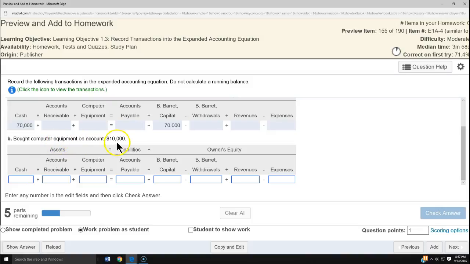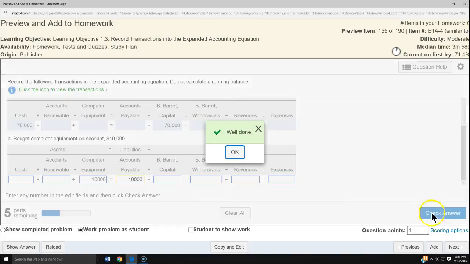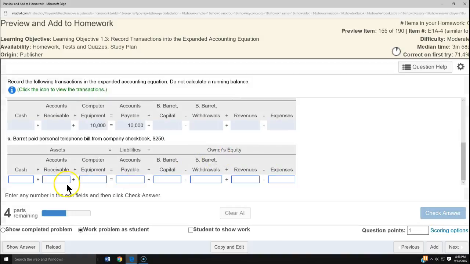Next one, bought a computer on account. That would go under the equipment account here. And you're not paying cash, you're owing. So you create a $10,000 credit to the creditor under accounts payable. Check answer. Well done.